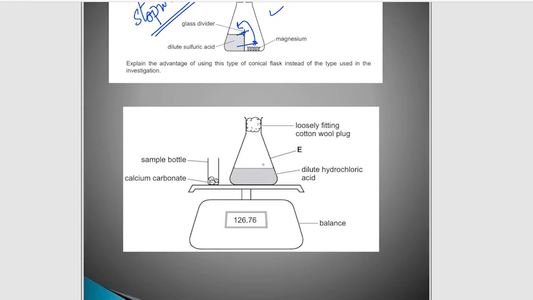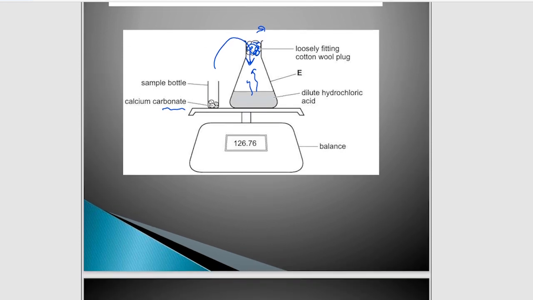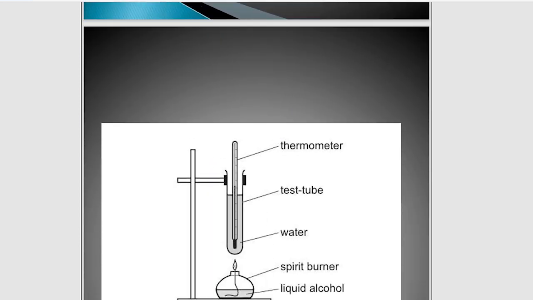This one is again calcium carbonate, putting it in the conical flask. This cotton wool is a loosely fitting cotton wool plug, basically to stop the particles splashing out of this flask, so that's why we are going to use this cotton. Gas can easily escape through it.